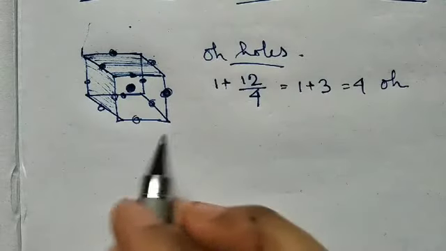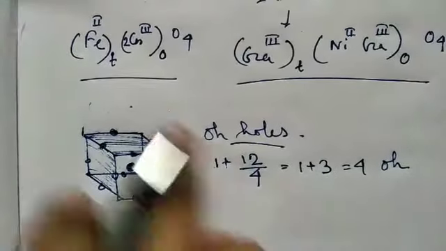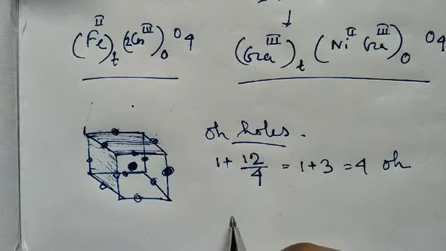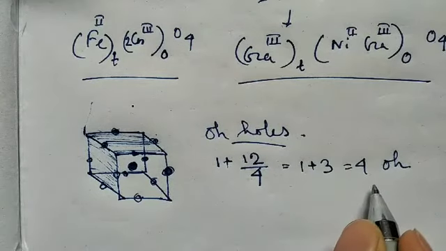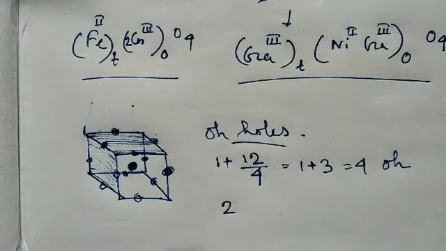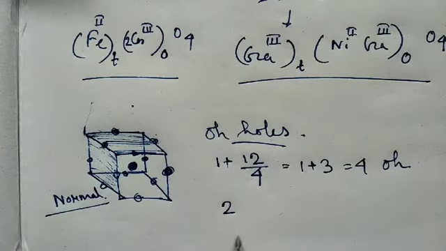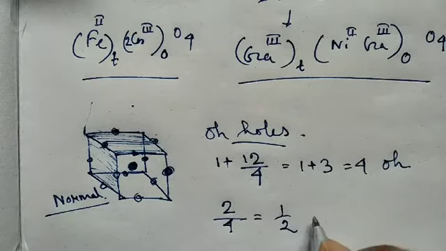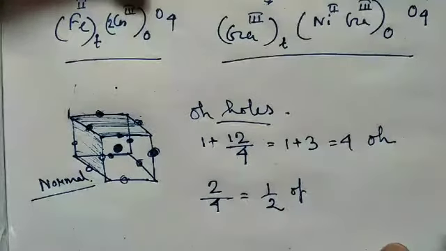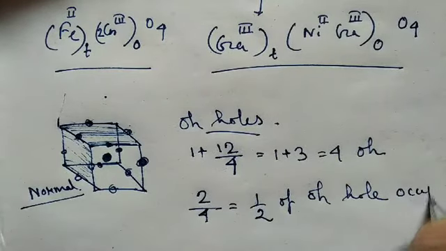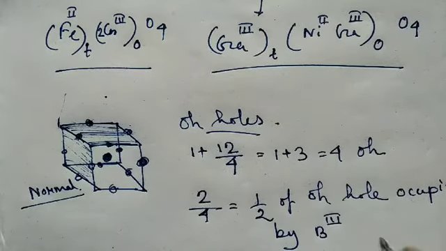But you know, in a spinel, how many trivalent, tripositive cations are there? 2. So among the 4 octahedral holes, 2 cations are there in normal spinel. In case of normal spinel, I am telling 2 ions are there in 4 holes. Therefore, half of the octahedral holes will be occupied by B3, means tripositive cation.